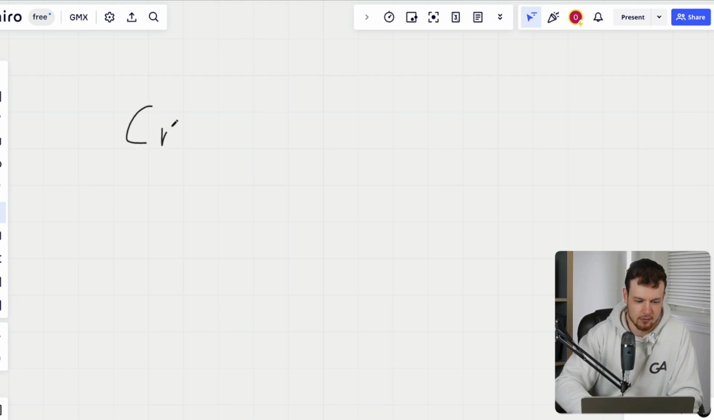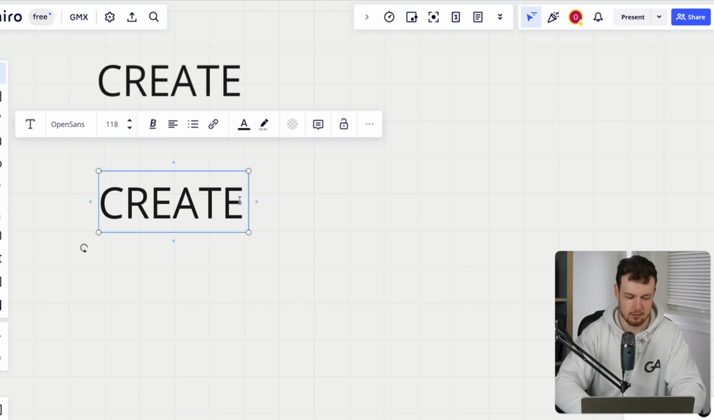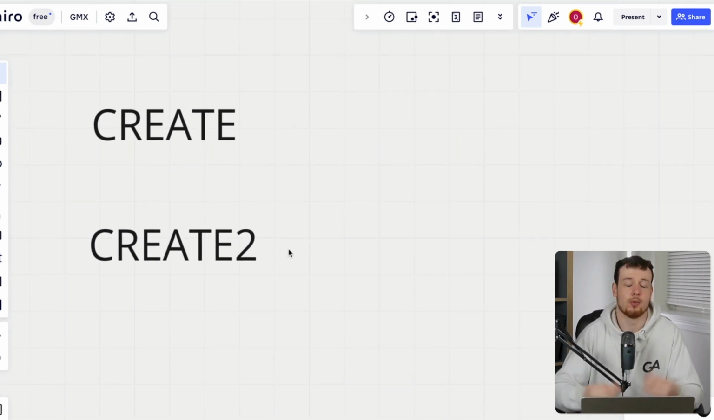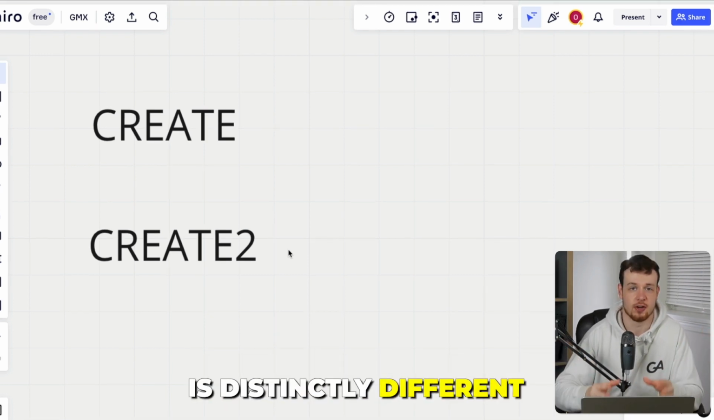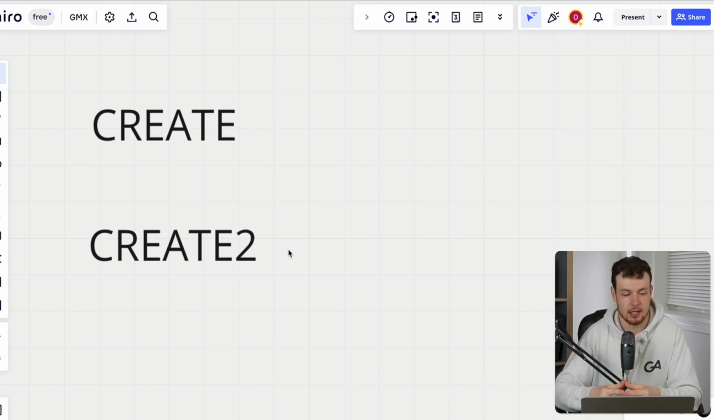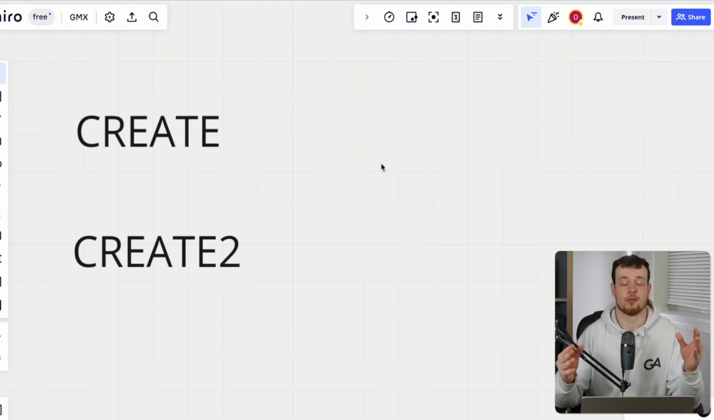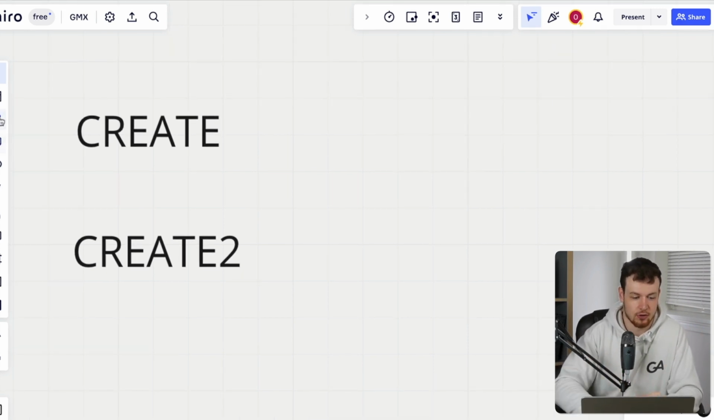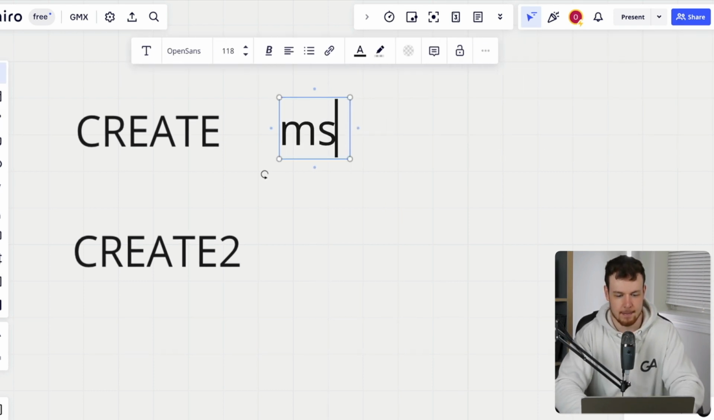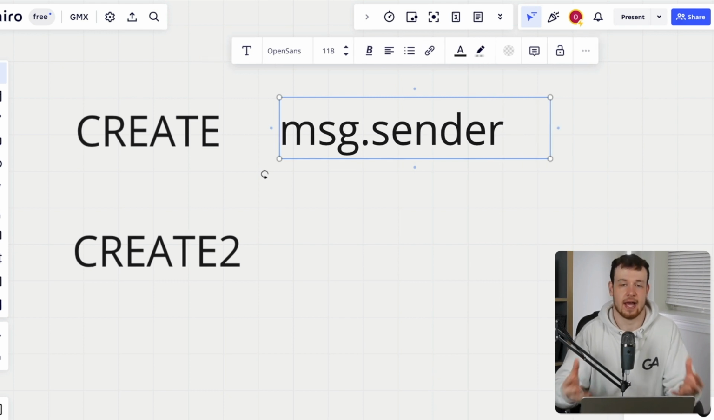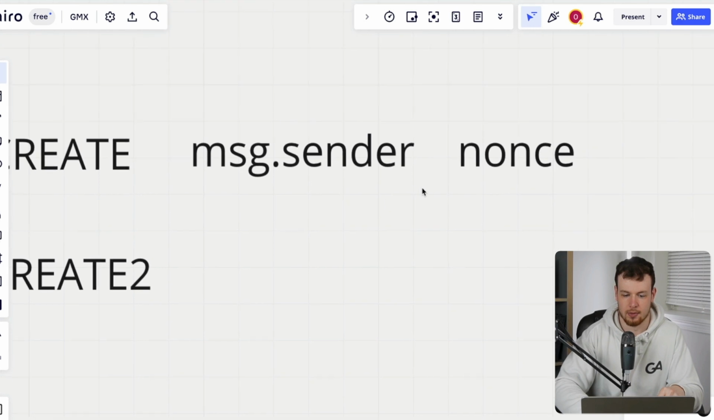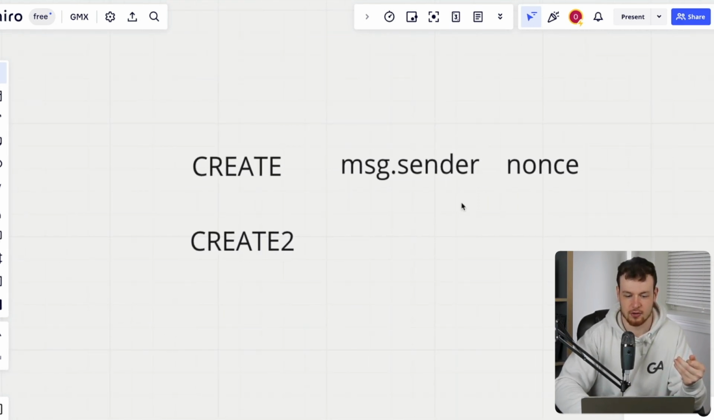So first of all, we have a regular create, and then of course we have create2. These two different opcodes both do the same general thing, deploying a new contract, but the parameters that each takes to determine where that contract will be deployed are distinctly different. And it's actually a huge key in how metamorphic contracts are able to happen. The create opcode is based on the message.sender and the account nonce of the message.sender. That is what ultimately goes into determining the address of the resulting contract for the create opcode.